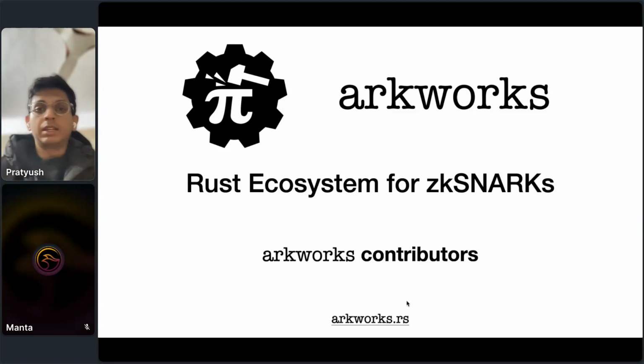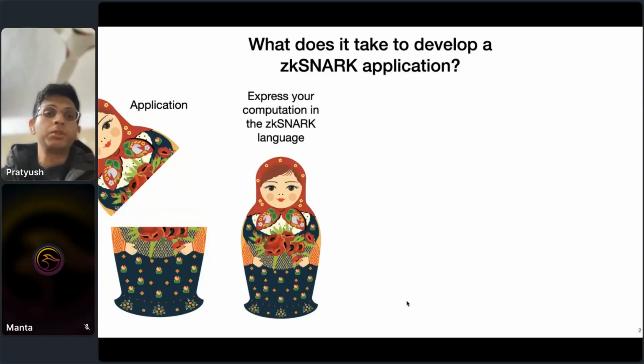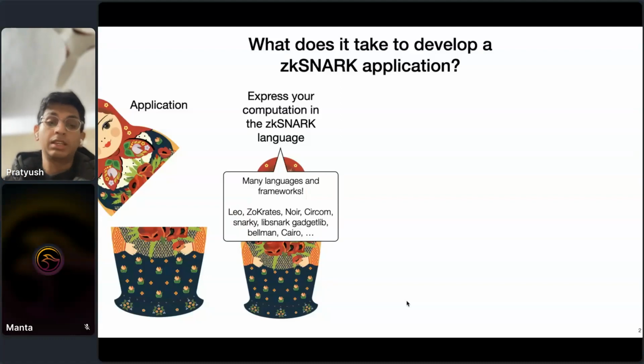Okay, so I talked about what is Arkworks, but why do we need Arkworks, right? So let's take a look at what it takes to develop an application that uses zero knowledge and specifically zkSNARKs. Today, if you want to develop an application that uses zero knowledge in a non-trivial way, the first step that you have to think about is how you can express your computation or your problem in a language that the SNARK understands, right?